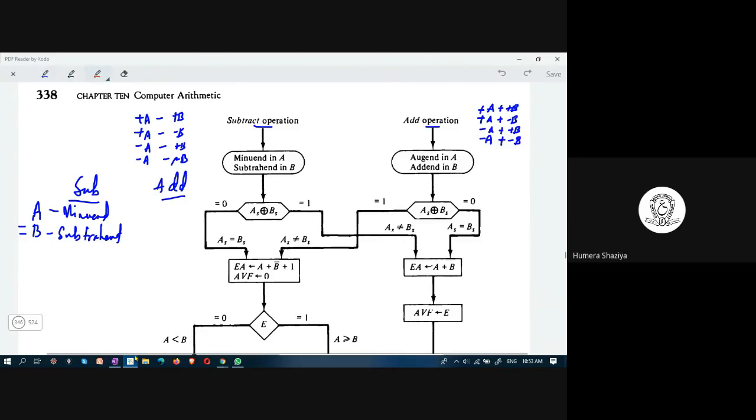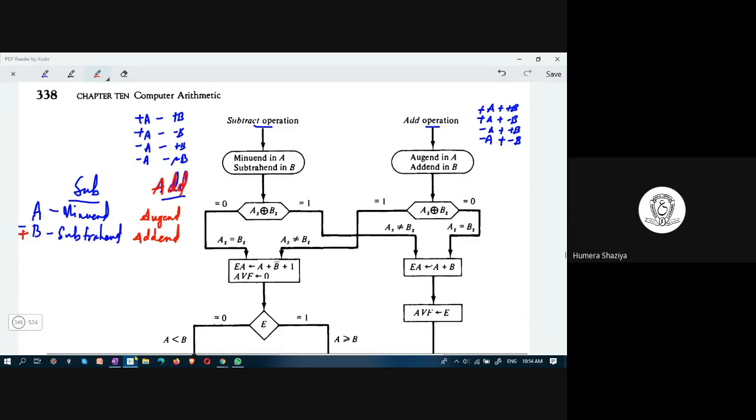For A plus B, this addition, the upper number is known as augend, and the lower number is known as addend. For the add operation, augend is in A, addend is in B.